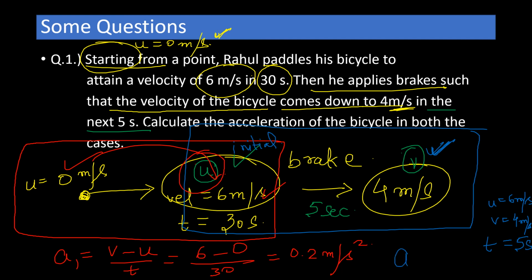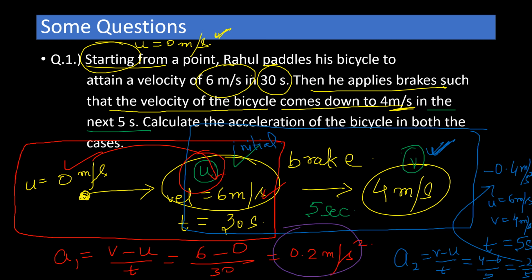So acceleration in this case will be again given by v minus u by t, and that will be 4 minus 6 by 5, and that will be minus 2 by 5, and that will be minus 0.4 meter per second square. So guys, here you can notice that in the first part, we got acceleration as 0.2, and in the second case, we got minus 0.4.